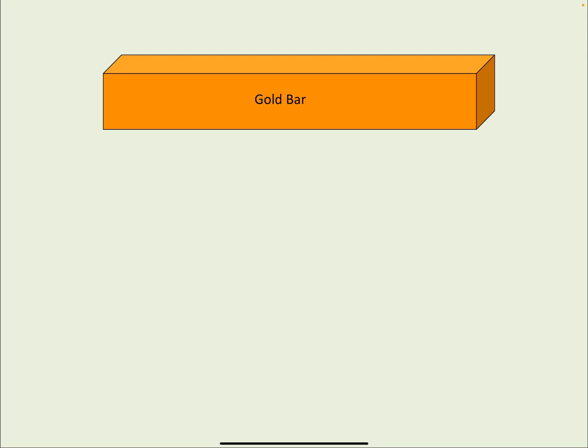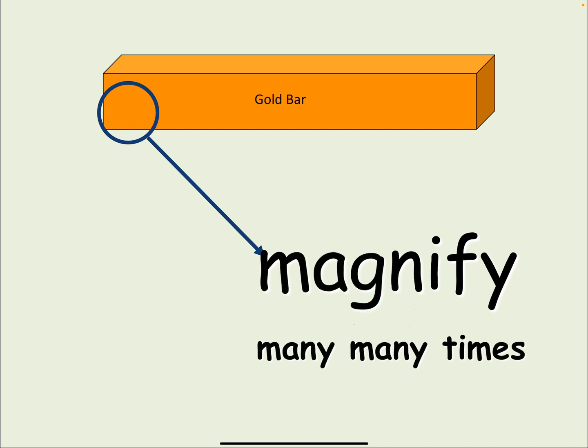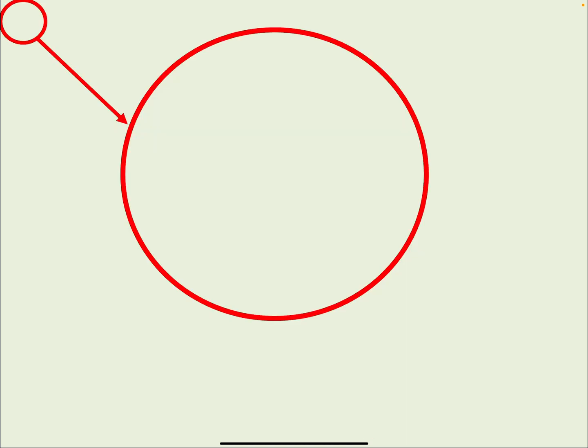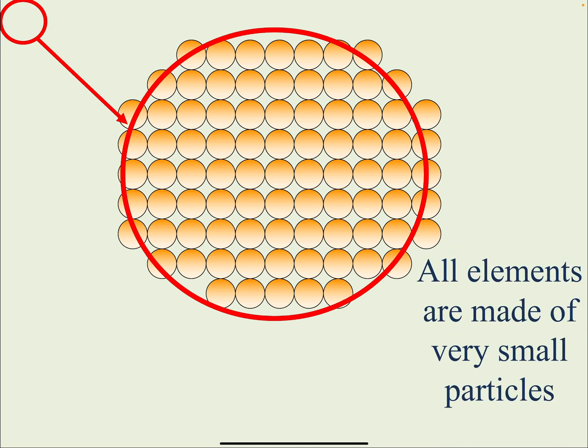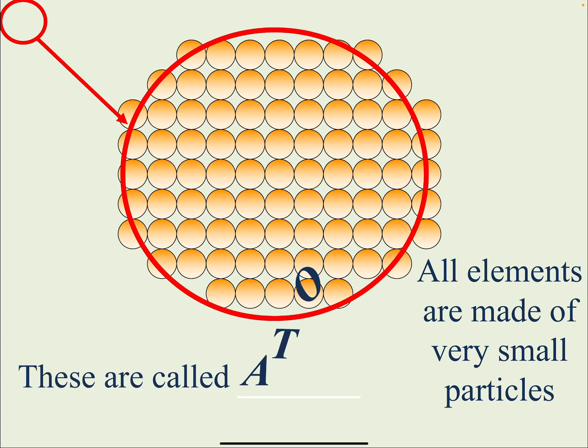Now let's look at a gold bar. We all know what gold is. We all have gold jewellery, some of us. It could be gold, could be silver. If we were to magnify in on that gold bar, what would it look like? Magnify thousands and thousands of times down to a level where the eye cannot see. What you would see is these little atoms here, nice neat rows, nicely packed together, and all elements in the periodic table are made of these small particles, and these are called atoms.